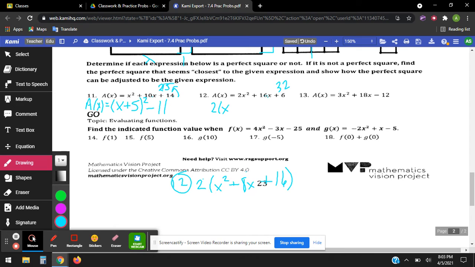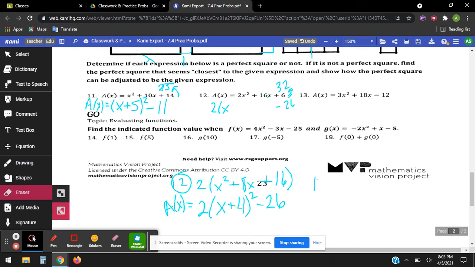I need 32 up here. But I don't have 32. I'm actually short 26. So 2 parentheses x, half of 8 is my h, so x plus 4 squared, and I am short 26 to make this work. So this one's 12. Okay, so 13. Let's do that one down here too.